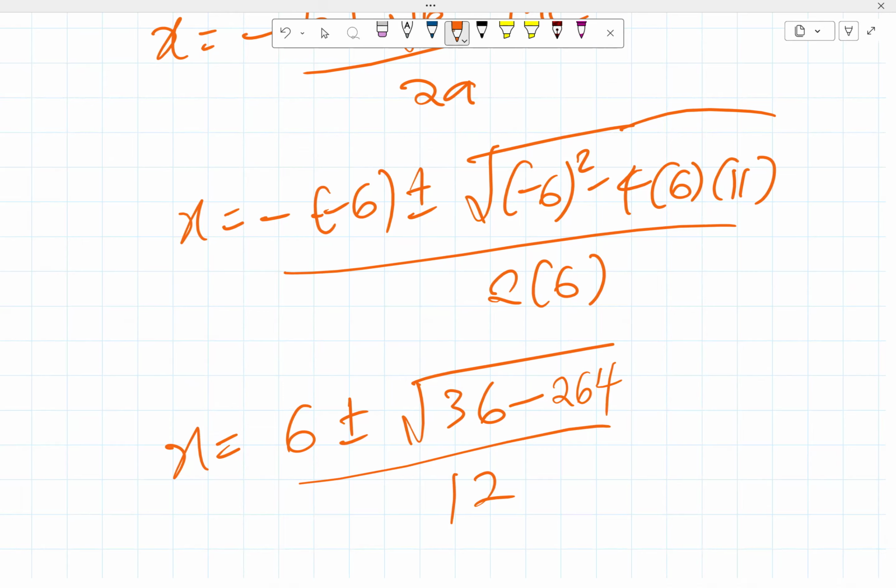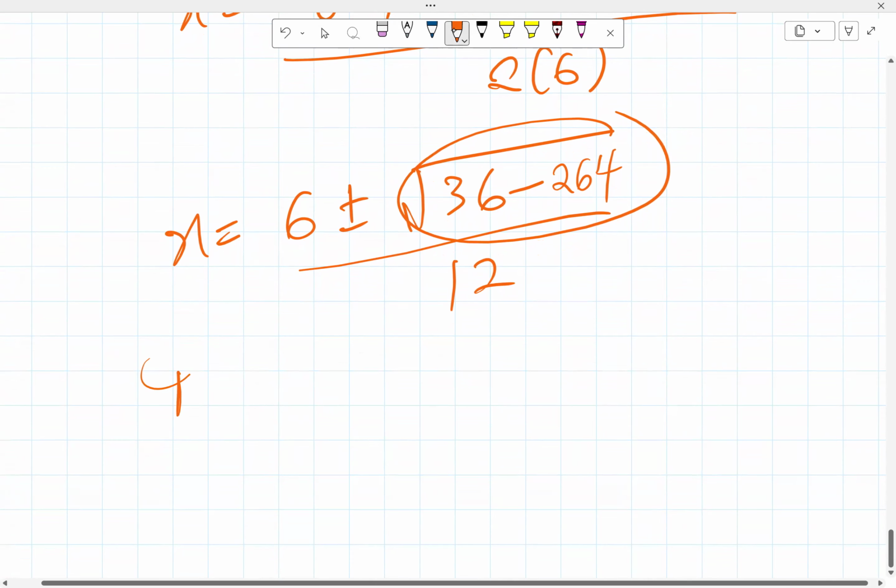So obviously, we are going to have complex roots here. I'll stop there for now because of the complexity. So just know that there are no real roots, and I'll just stop it there.